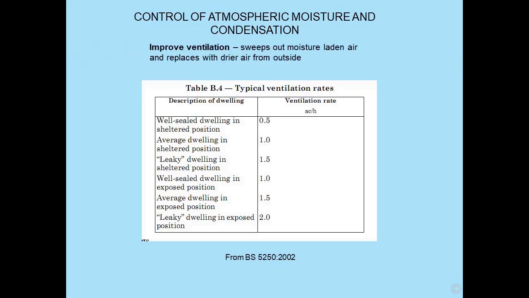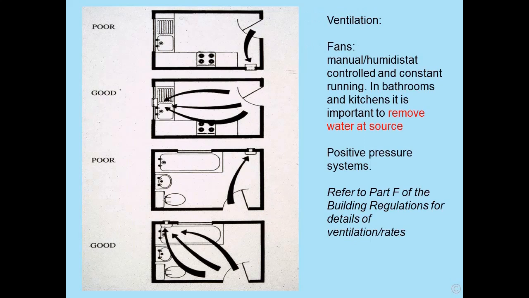So what do we need to do? We need to improve the ventilation to sweep out moisture-laden air and replace with drier air from outside. How do we do that? Well, ventilation, fans, manual or humidistat controlled and constant running. The idea is to remove the water at source. This is especially important in bathrooms and kitchens.